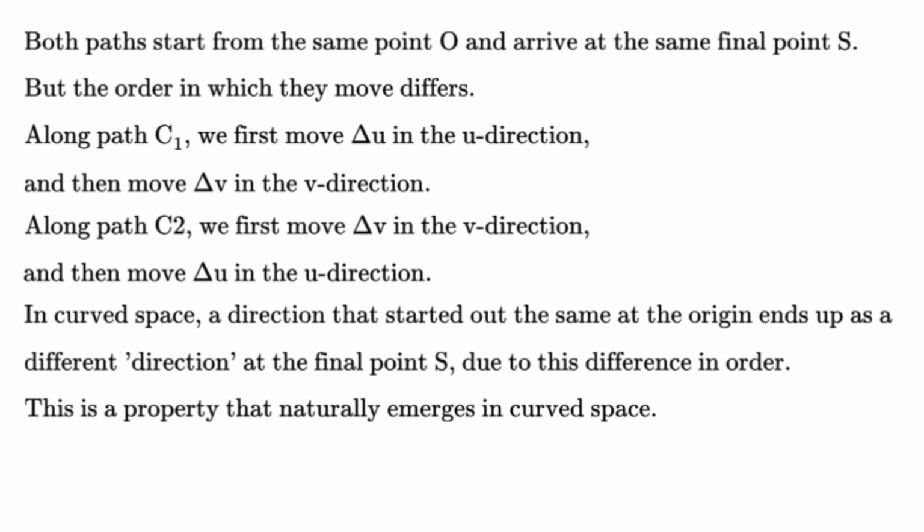Along path C1, we first move δu in the u direction, and then move δv in the v direction. Along path C2, we first move δv in the v direction, and then move δu in the u direction. In curved space, a direction that started out the same at the origin ends up as a different direction at the final point S, due to this difference in order. This is a property that naturally emerges in curved space.